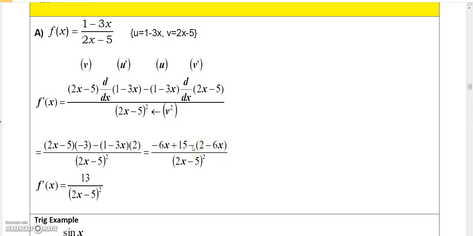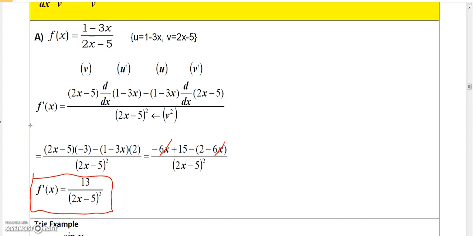But remember, I have a negative in front of it. So let's see if we can do this in our head. We're going to have minus 2 and plus 6x. So let's think about what we would have. Since I would have a minus 6x here and a plus 6x here, these would cancel. And then I would have 15 minus 2, which gives me 13. So my numerator is just 13. And then, of course, don't forget your denominator, the 2x minus 5 quantity squared. And that is a simple application of the quotient rule for finding a derivative.